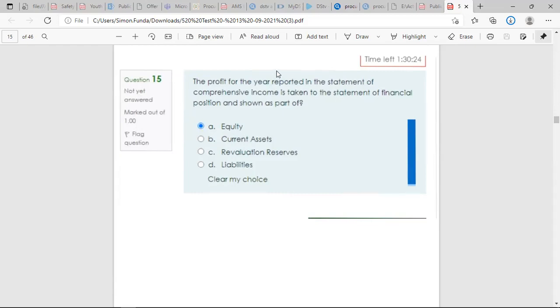So the profit that we make in the year is supposed to fall under equity, and not current assets, not liabilities, but under equity. The umbrella is equity. The liabilities and the revaluation reserves, they are also falling under equity. So it's equity, which is the umbrella.